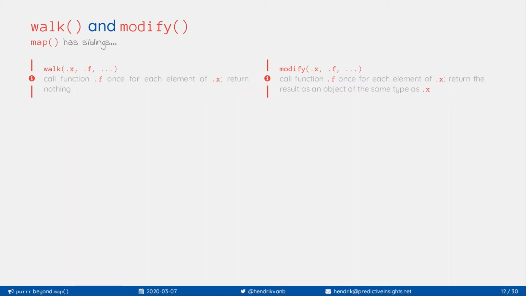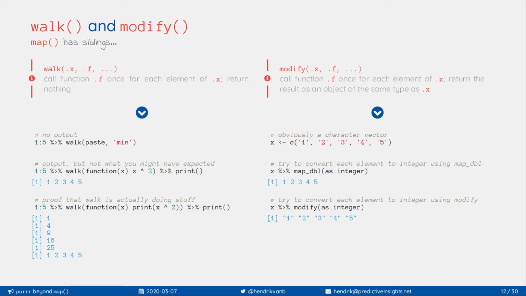Modify returns exactly the same type as the input. So what does that actually mean? Let's focus on the left-hand side first. I've got the numbers 1 to 5 being piped into a walk function. What I would expect if I pipe this into a map function is it's going to produce a list with 1 min, 2 min, 3 min, 4 min, 5 min. But there's nothing there. Weird, if you've never encountered walk before.